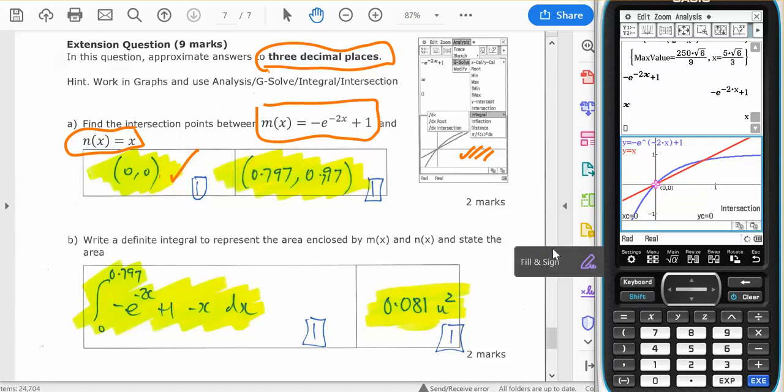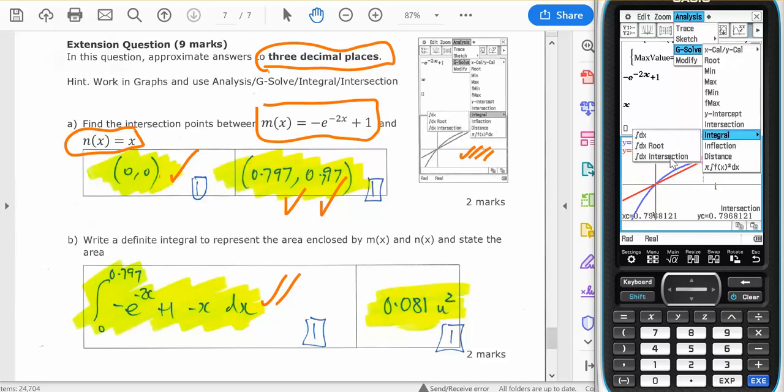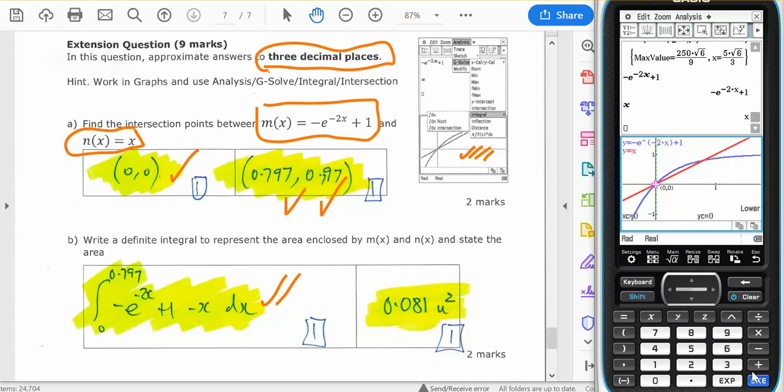And moving across, 0.7968, so 0.797. Write a definite integral that represents this area. That's a definite integral that represents that area. And if I go analysis, G-solve, integral, intersection, I'll accept the first one, EXE, come across to the second one, EXE, there is the area, 0.0809, so 0.081.